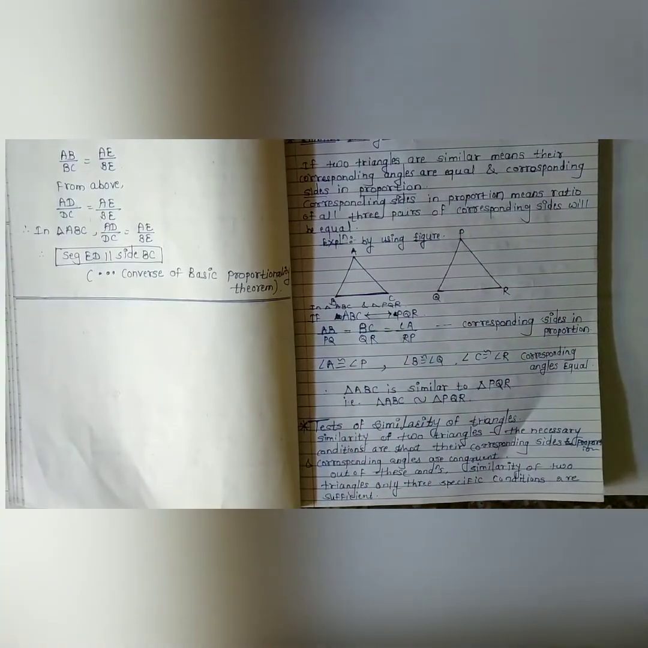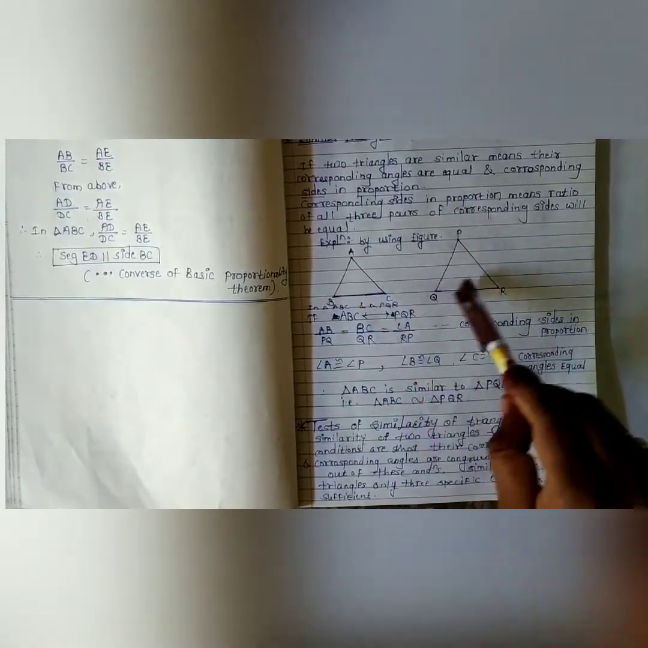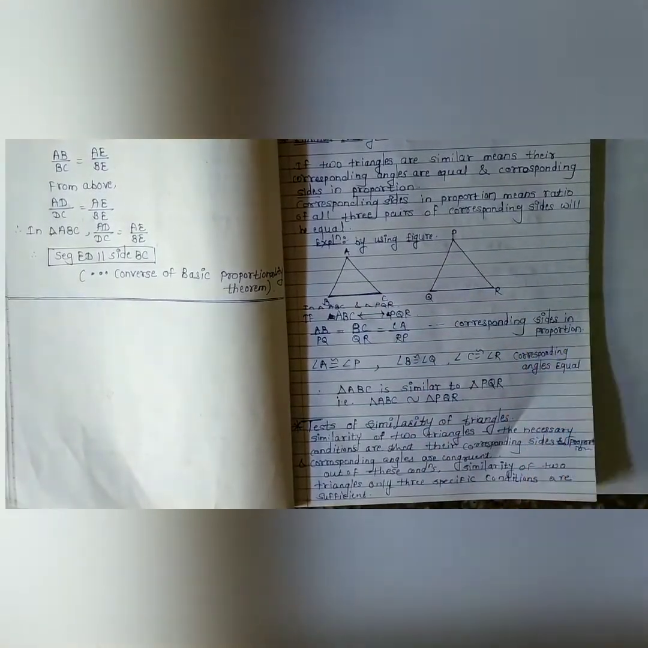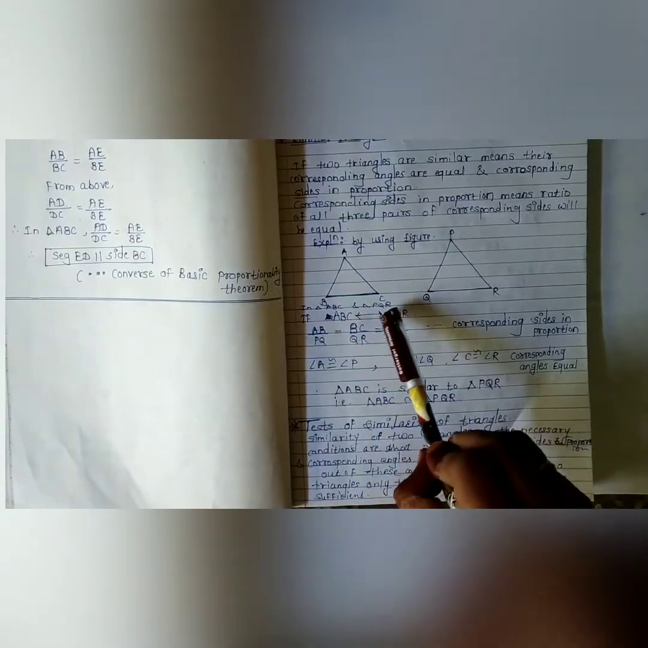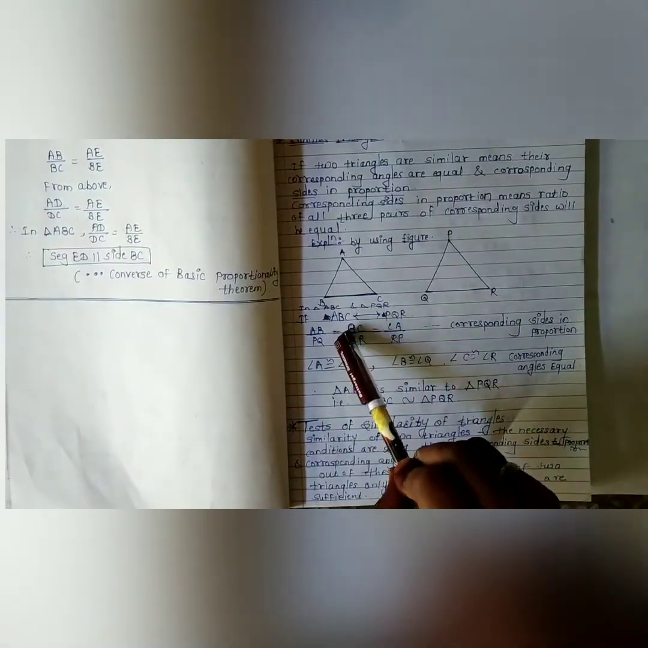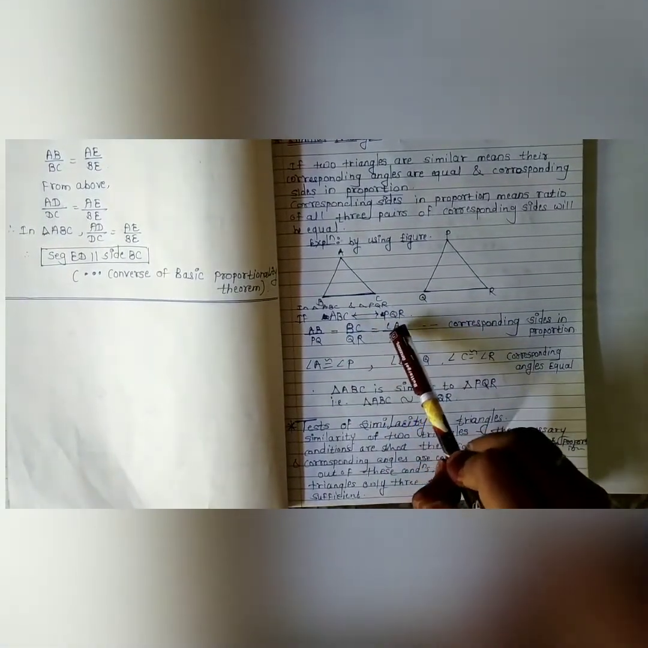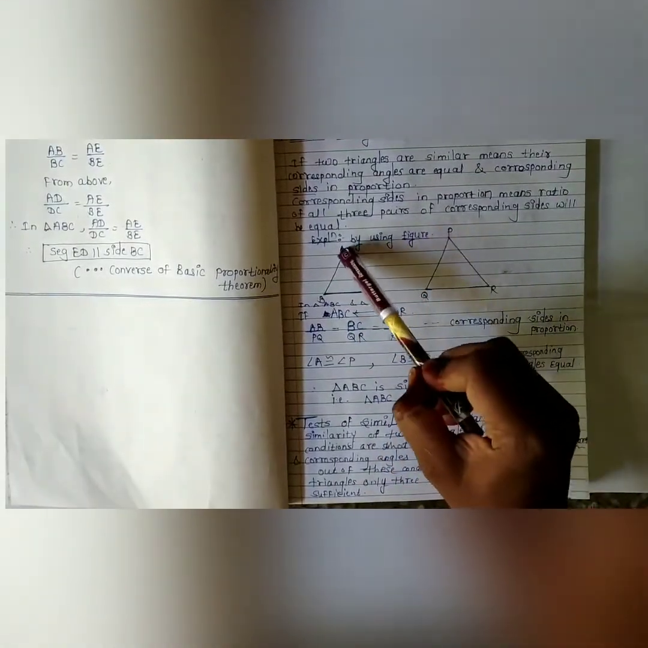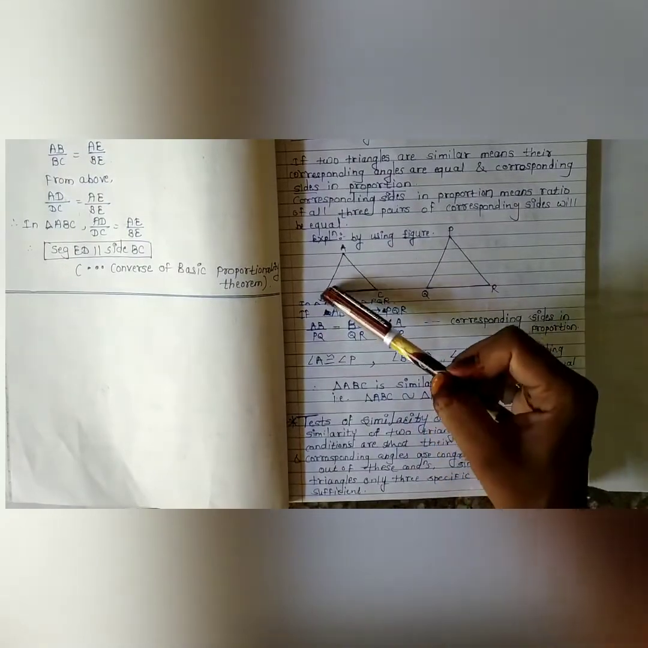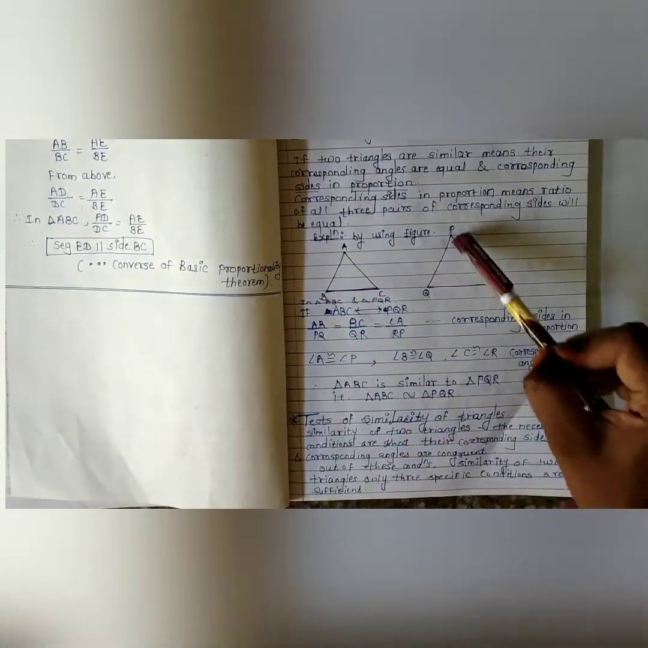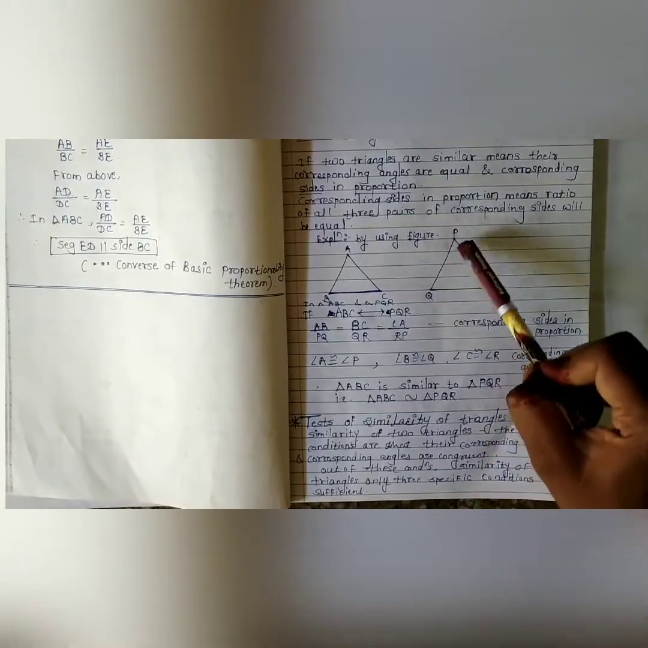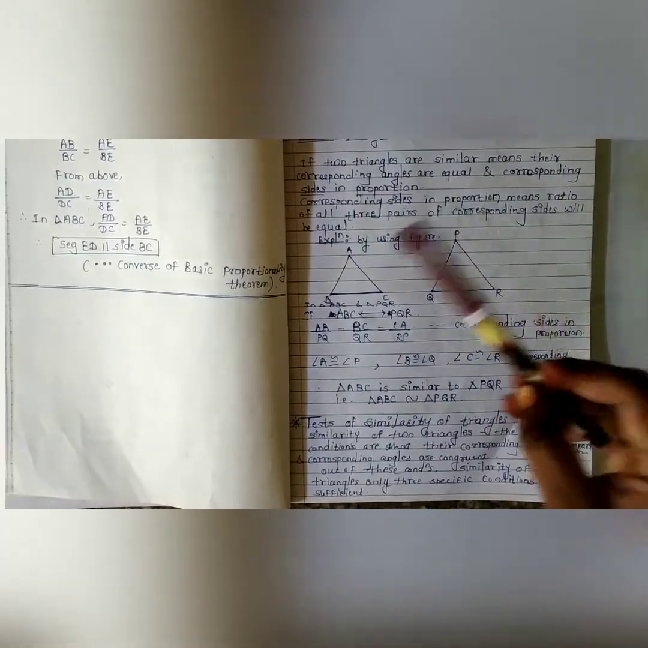Explanation by using a figure. This is the figure of two triangles. The first figure is triangle ABC and the second is triangle PQR. In triangle ABC and triangle PQR, if ABC corresponds to PQR, triangle ABC has how many sides? Three sides. First side AB, side AC and side BC. And triangle PQR has three sides: side PQ, side PR and side QR.